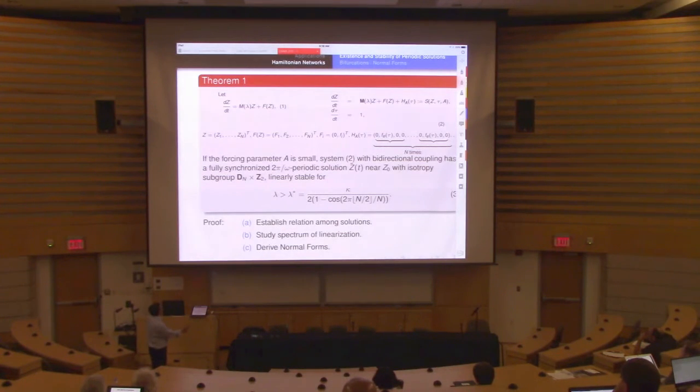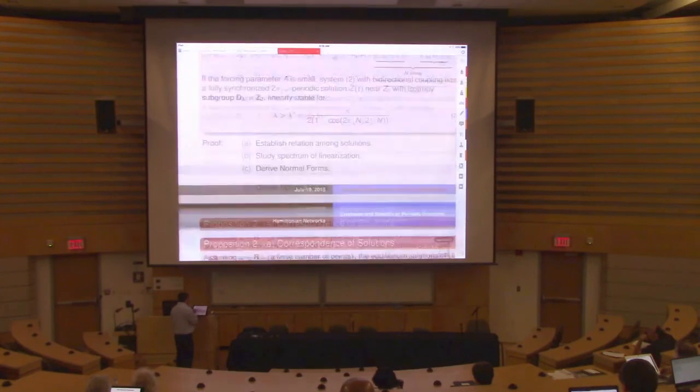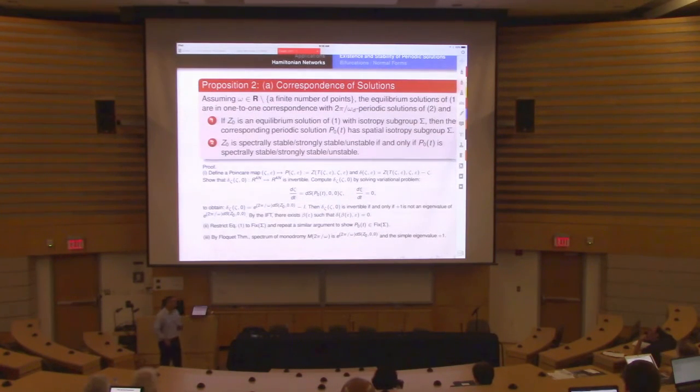So the proof consists of three steps: establish the relation among solutions, study the spectrum, and derive the normal form. I don't know how much time I have left, maybe about 15 minutes. I'll try to just walk you through the main ideas. Ten minutes. Okay, well, thank you for letting me know.